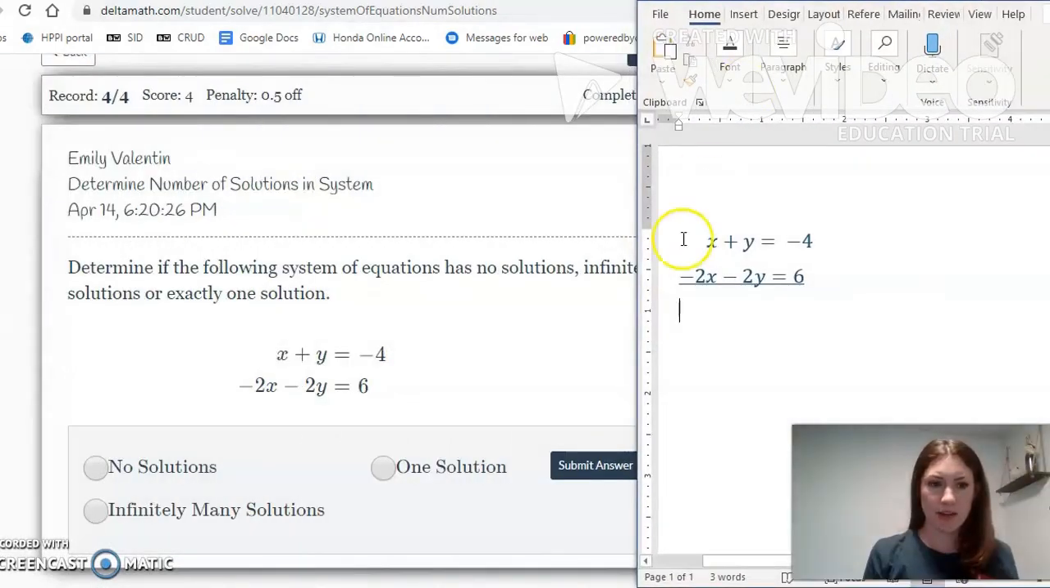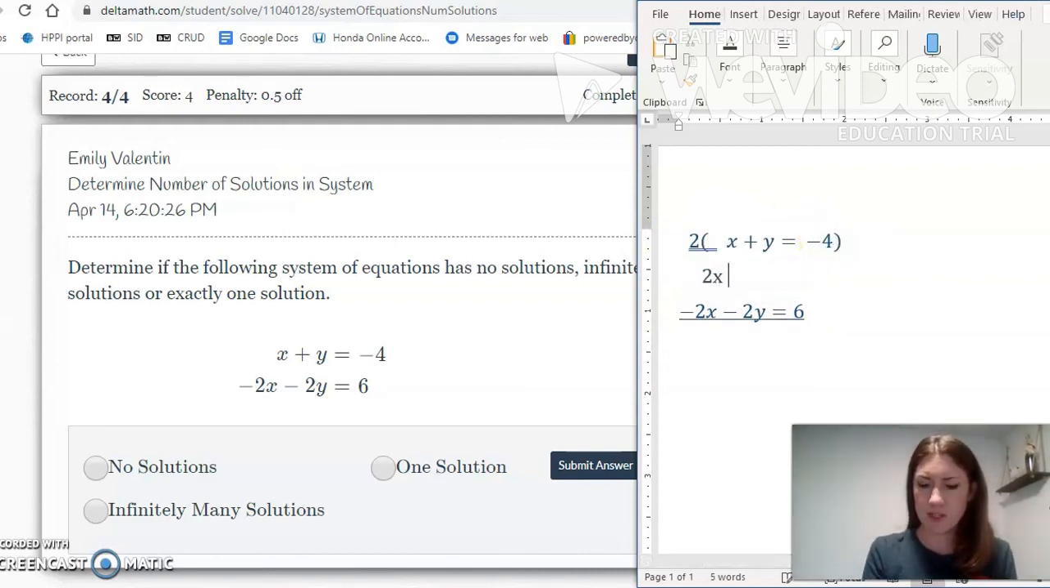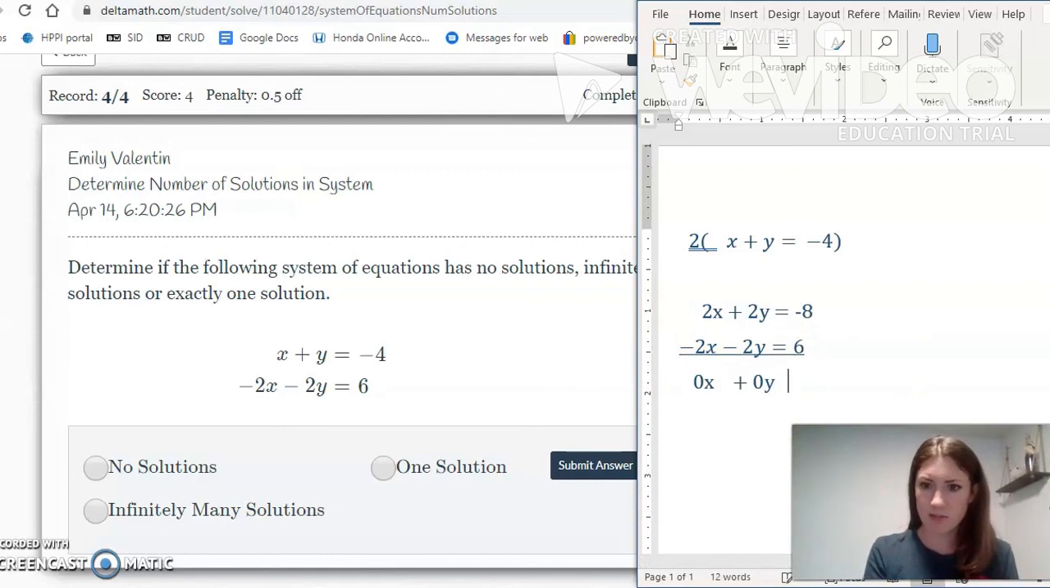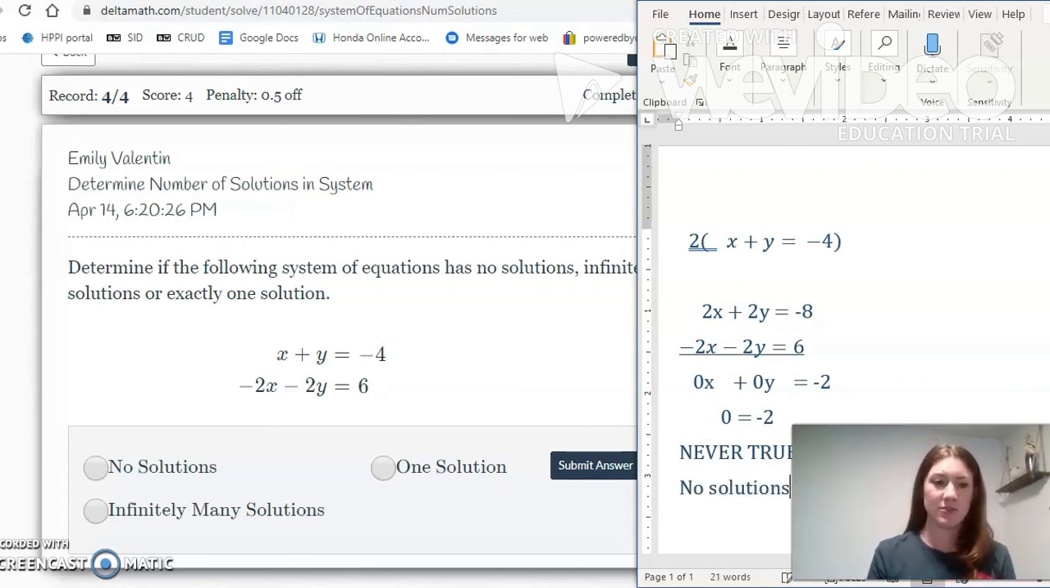Okay, another question about how many solutions. So we're going to go ahead. I don't have anything that immediately cancels. So I'm going to multiply the top equation by 2. It gives me 2x plus 2y equals -4 times 2 is -8. Okay, so now focusing on those two, when I add them, the x terms cancel, the y terms cancel. -8 plus 6 is -2. So I come to an equation saying 0 equals -2. 0 is never equals -2 or any negative number. So this is never true, which means there are no solutions.